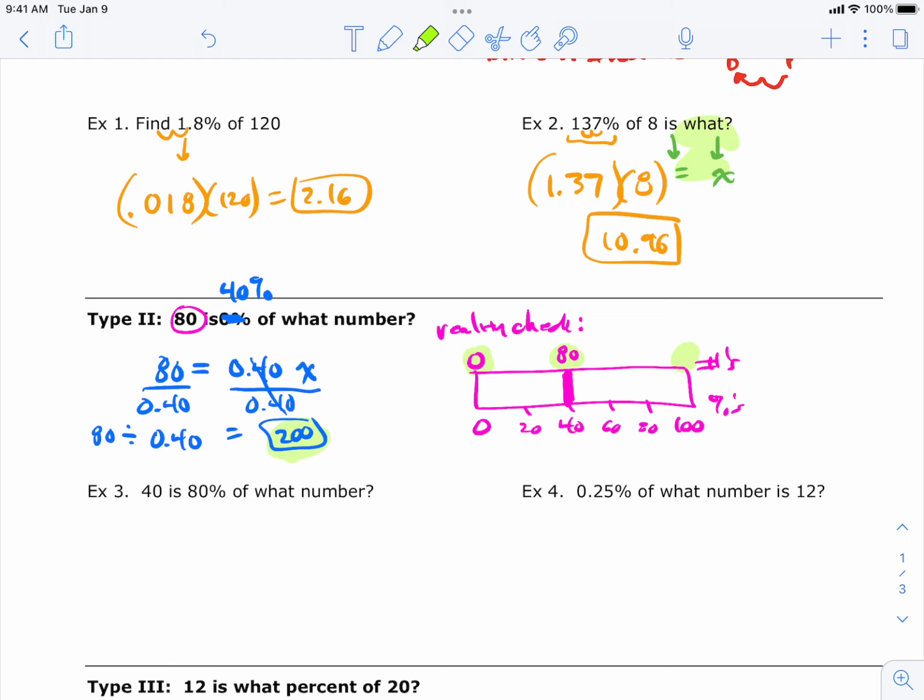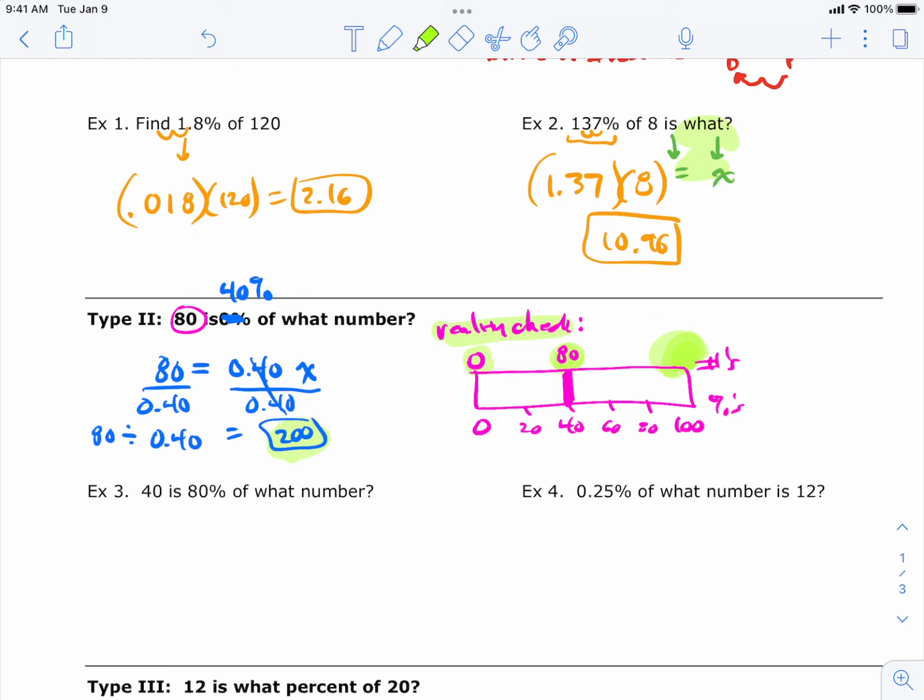I really do. You could work it out exactly if you want to, but the only reason I'm doing the reality check is I want to say, does 200 seem about right? Yeah. This is 80. This has got to be more than twice that. So 200, sure, looks about good to me. I love doing those reality checks.